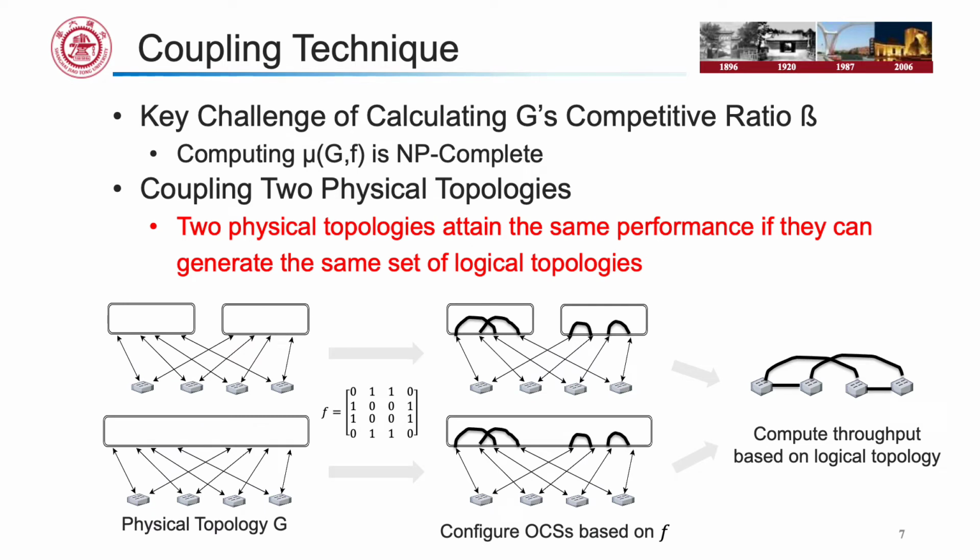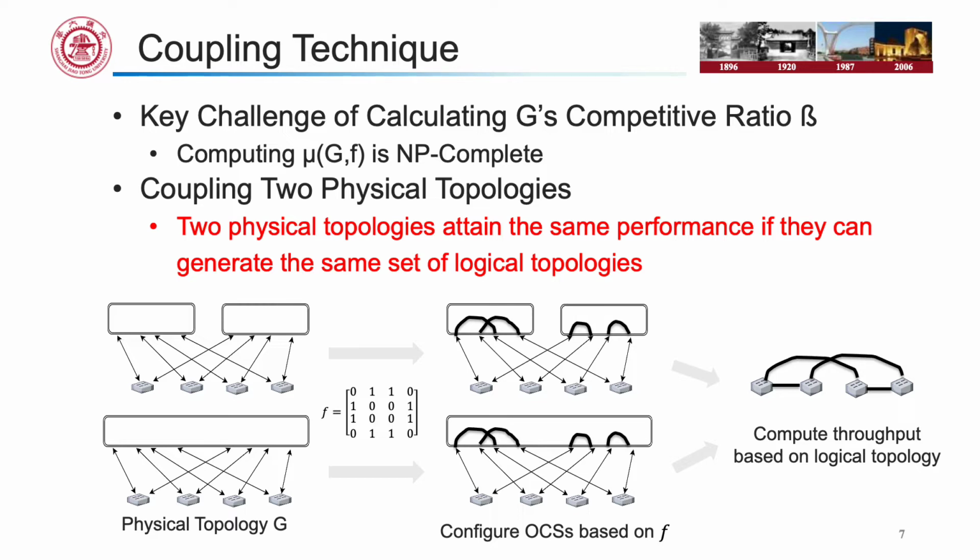From now on, we go to the details. Based on the definition of the compatibility ratio, we need to compute throughput values. However, computing throughput values is NP-complete. To solve this challenge, we propose a coupling technique.